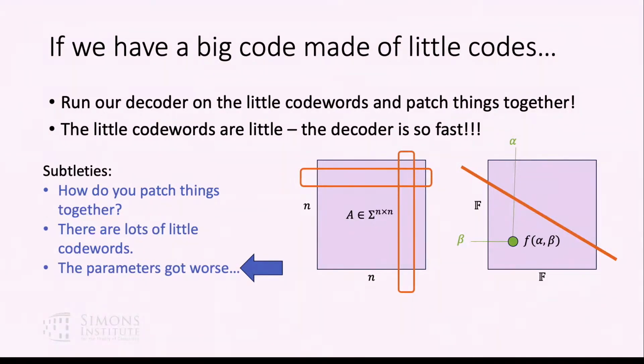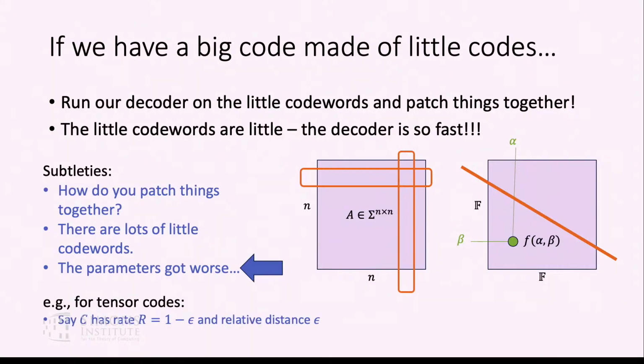How you do that is sort of a case-by-case basis, but inevitably the parameters are going to get a little bit worse. So for example, for tensor codes, let's say that your base code C has really high rate and reasonably small distance. So let's say rate 1 minus epsilon and distance epsilon. We saw last time this is optimal. This meets the Singleton bound. Hooray, we have this optimal base code C. Let's consider C tensor C.